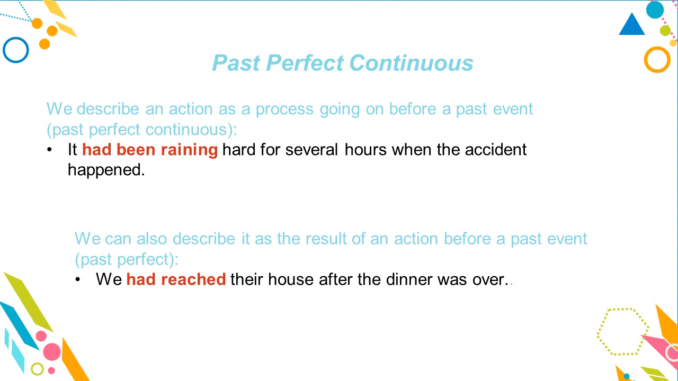We also use the past perfect continuous when we describe an action as a process going on before a past event. For example, it had been raining hard for several hours when the accident happened. We can also describe the result of an action before a past event, which uses the past perfect. So we say, we had reached their house after the dinner was over.